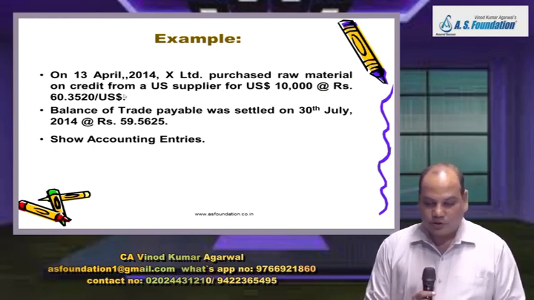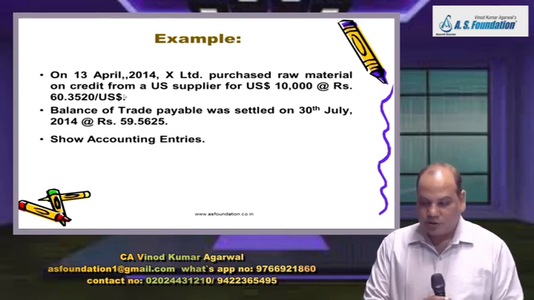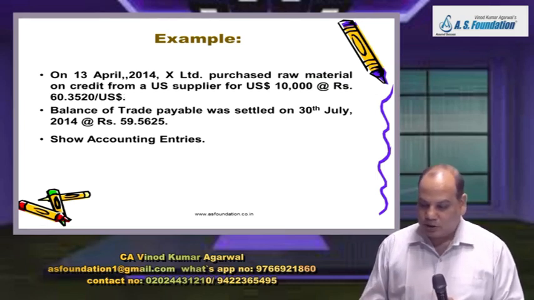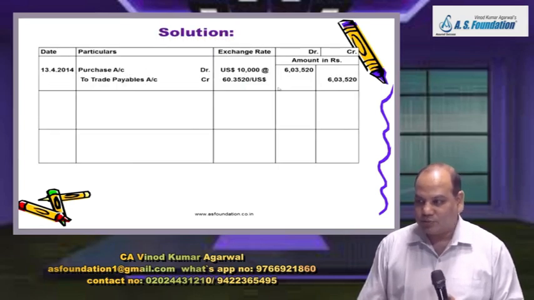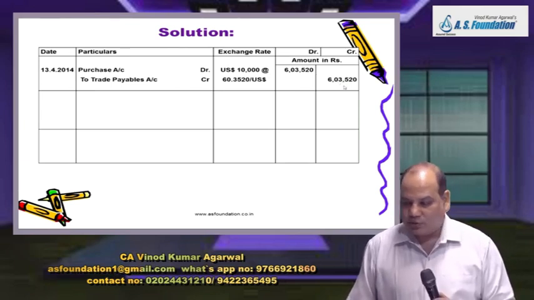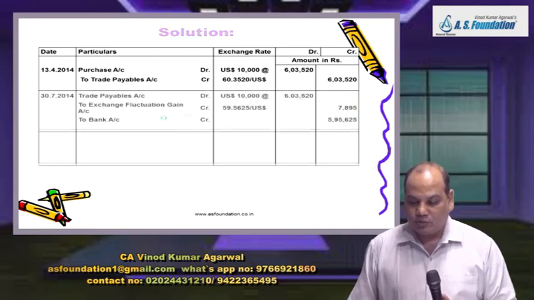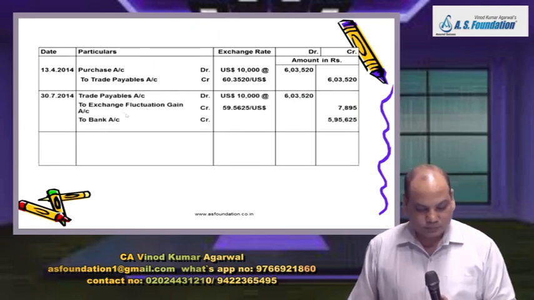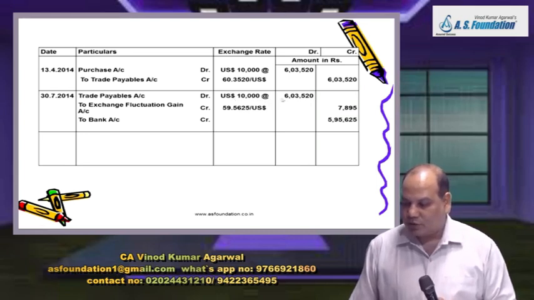First we will record the purchase on 13th April. Purchases account debit to trade payable. Multiply 10,000 USD into 60.3520: 6,03,520. Write down. And write down here also 6,03,520. Is it right? Then you come to the payment date. On the payment date, the rate was 59.5625. So trade payable account debit 6,03,520. Close this account because the bill is fully settled.